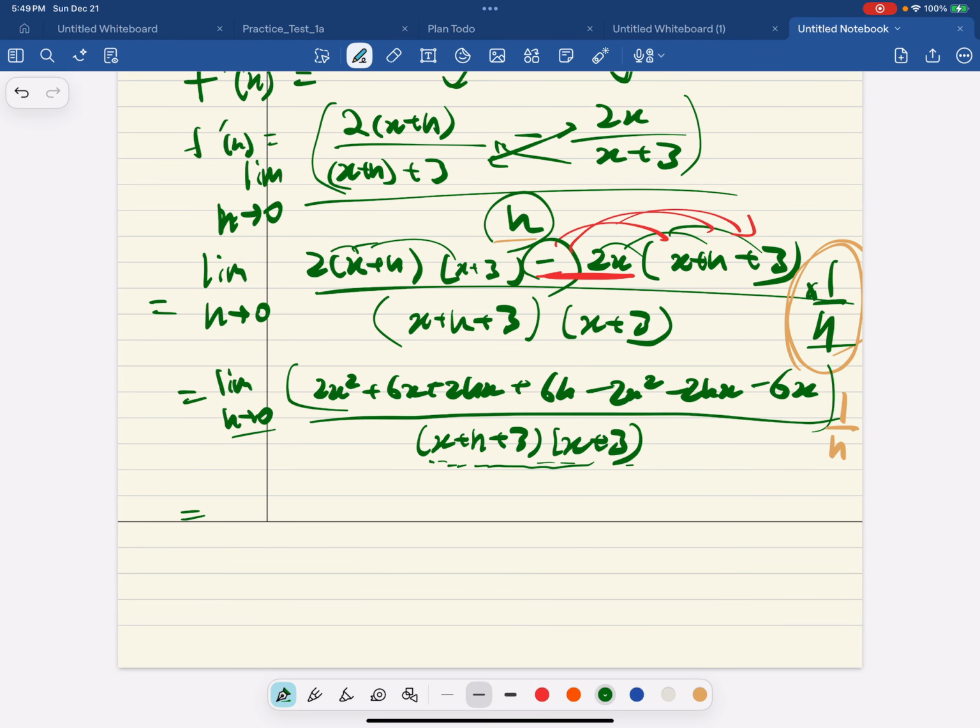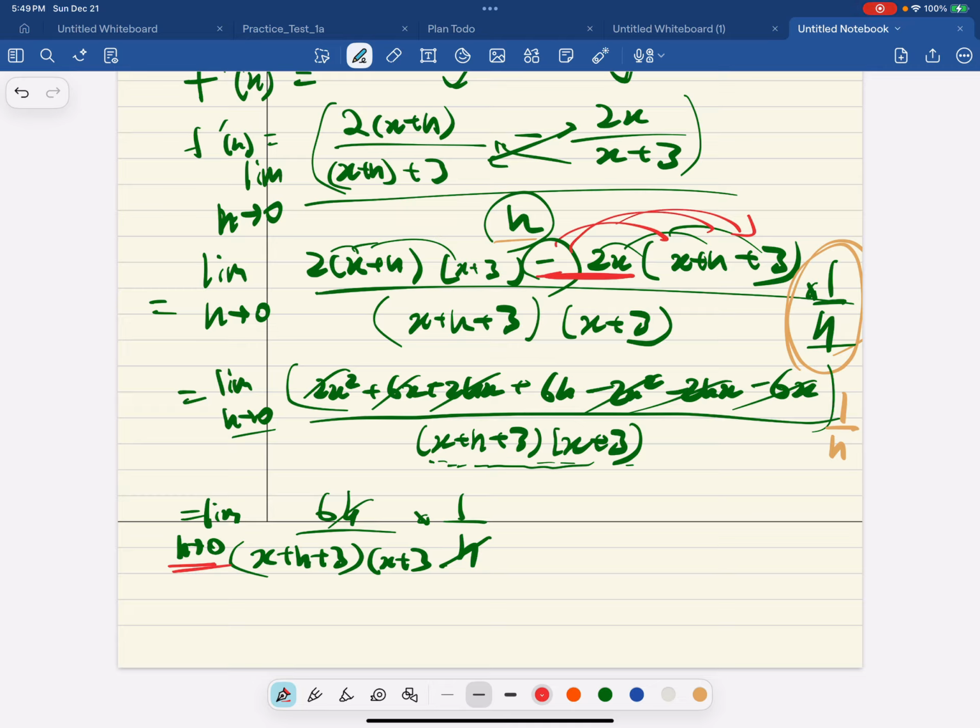Right now we don't have to, and if you look carefully, it will cancel out. This cancels out, that cancels out, this also cancels out, and magic happens. There's only 6h left. 6h times 1 over h. The h also cancels out, and the bottom stays the same. But recall that the limit as h approaches 0 is still there.